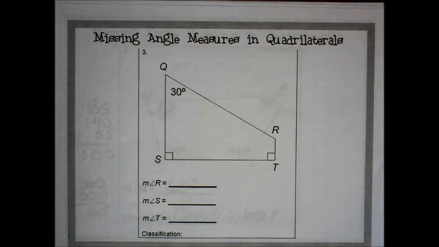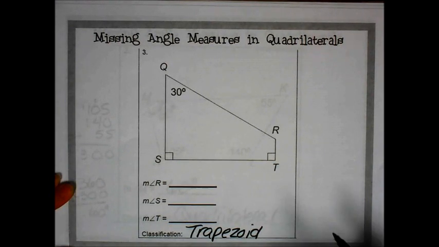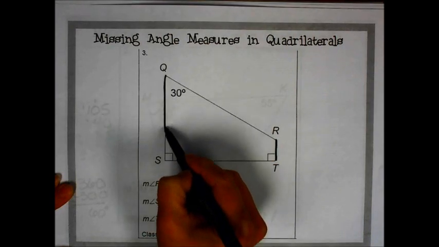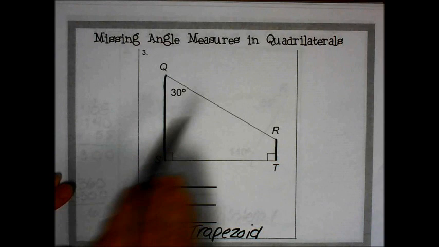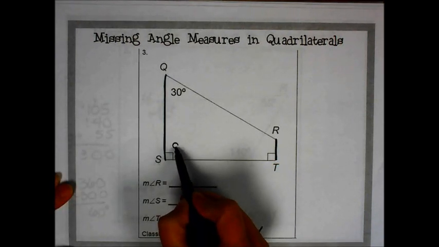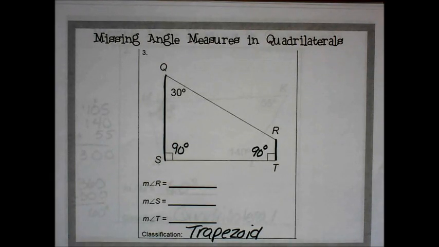Okay, let's check number 3. You should have classified number 3 as a trapezoid. It is a trapezoid because it has exactly one pair of parallel sides. The left side and the right side are parallel. Top and bottom are not. You also needed to know that those little squares meant those two angles were equal to 90 degrees.